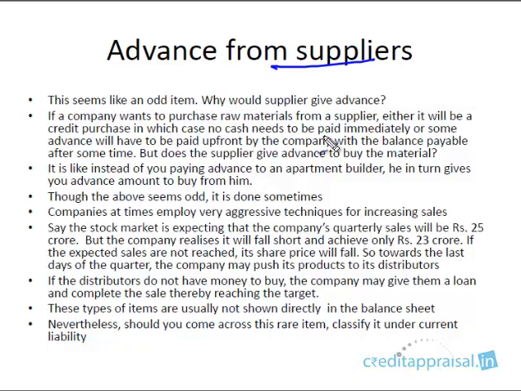And one more current liability is advance from suppliers. Right, this might seem odd to you. Why would a supplier give an advance? Say for example, if you're a company and you want to purchase raw material, you have to give an advance. So what is this advance from suppliers? But it is done sometimes.